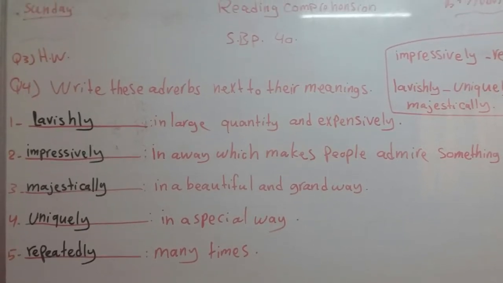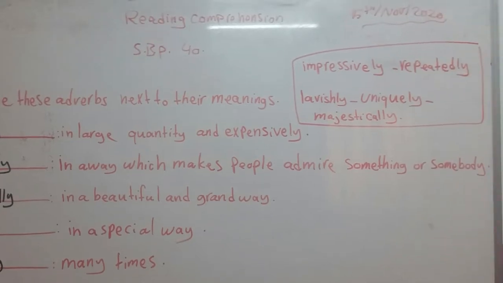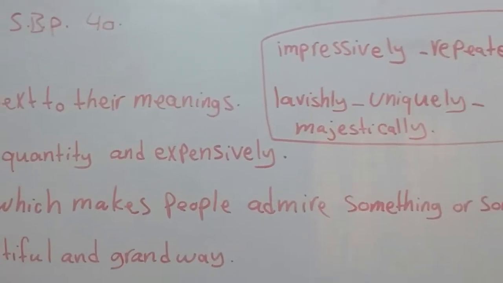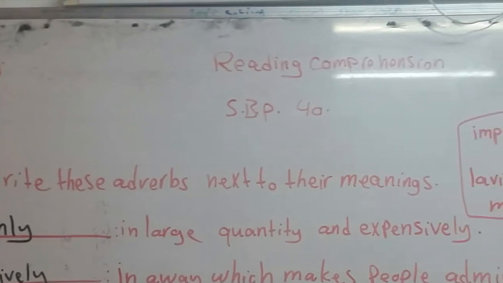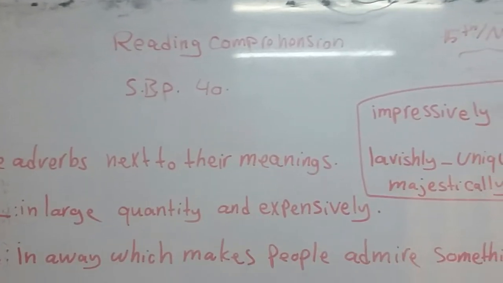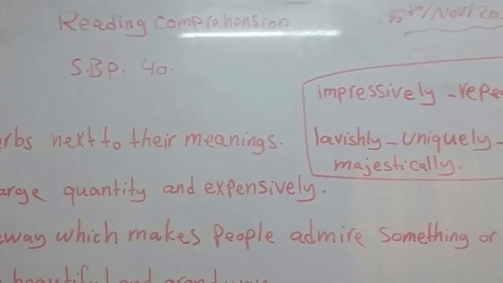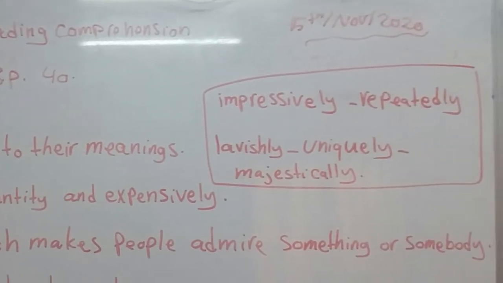Okay. Number 1. In a large quantity and expensively. So the word quantity هي الكمية, expensively بشكل غالي. So the appropriate adverb here is lavishly. Number 2. In a way which makes people admire something. Admire here means like something. So the appropriate adverb here is impressively.